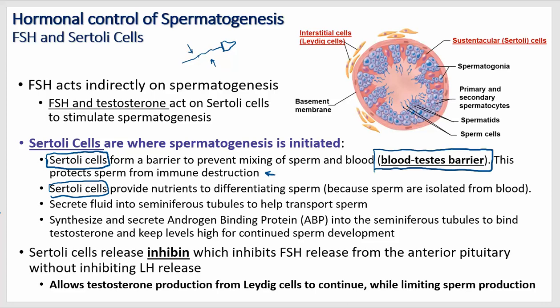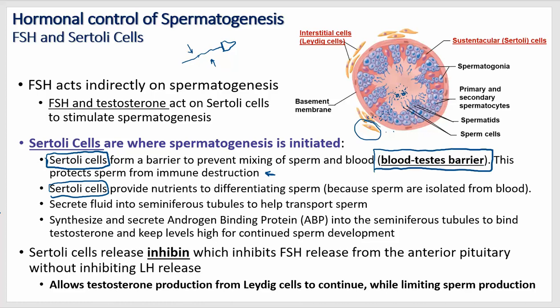So androgen binding protein is just something that, remember, testosterone is kind of, so these are our Leydig cells out here. Testosterone is kind of moving into this area. Well, the Sertoli cells will produce binding proteins, so somewhere for that testosterone to land, to keep the testosterone levels high and consistent in there. That's androgen binding protein, also made by Sertoli cells.